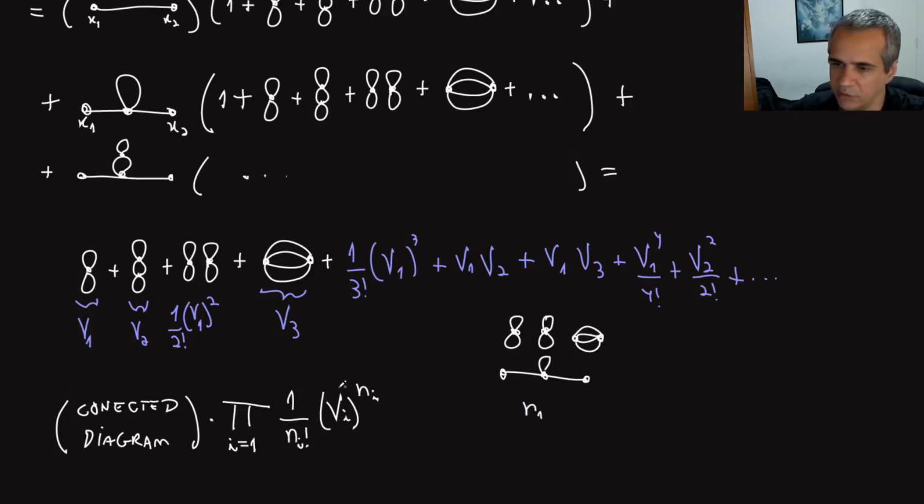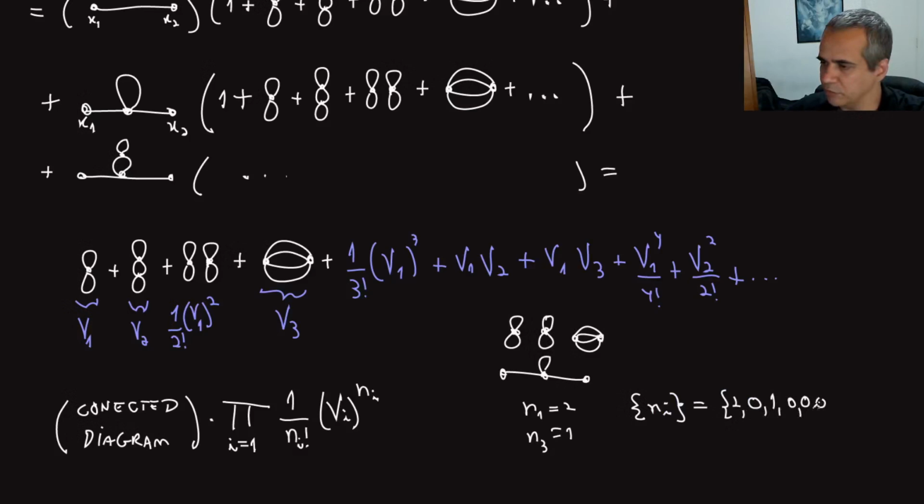N1, which is the number of diagrams V1, is 2. So I have 1 over 2 factorial V1 squared, right? And N3 is 1, and every other N is 0. So I have a vector N, which is 2, 0, 1, 0, 0, 0, 0, and so on. Right? And I'll have a product of terms like that. So any particular diagram can be written in this form. Right? And that means that the sum of all of them.